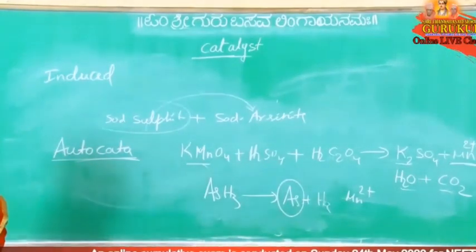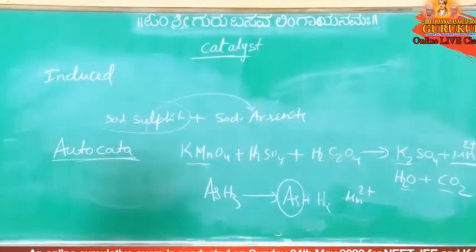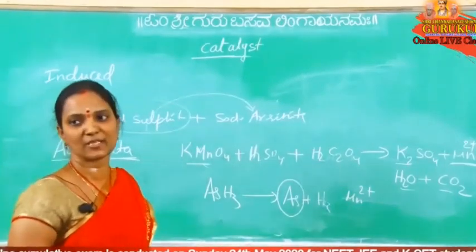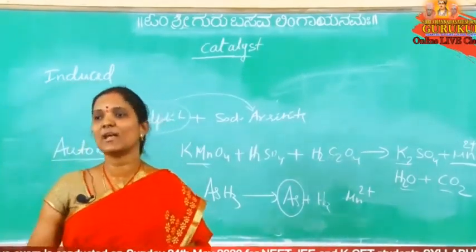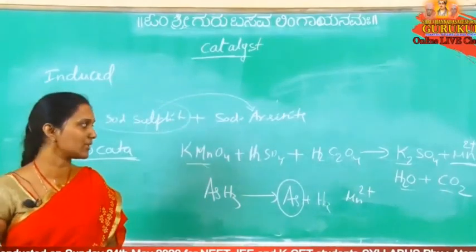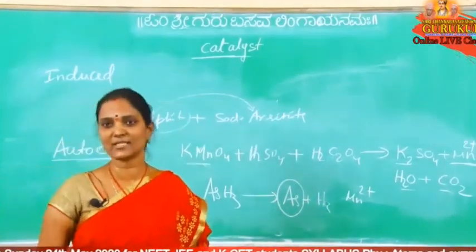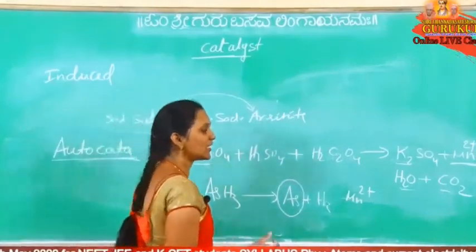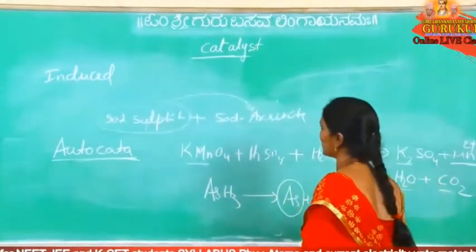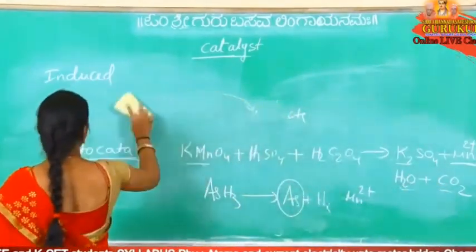In the KMnO4 reaction with oxalic acid, the catalyst is Mn2+, a very important reaction. Like this, in ester hydrolysis, the acid acts as a catalyst. Okay, it is an autocatalysis reaction. So next, homocatalytic reaction and heterocatalytic reaction. What are these two types of reactions?